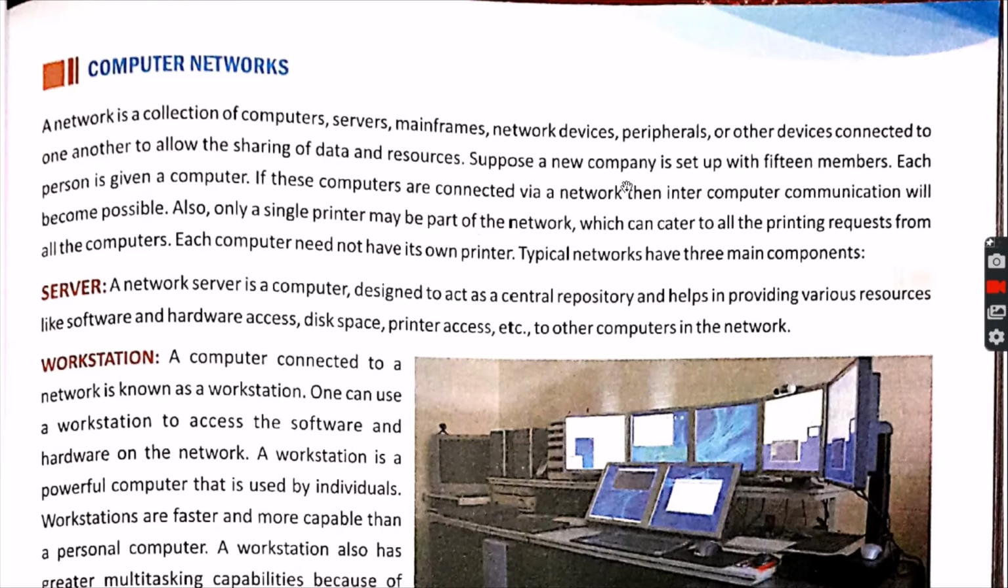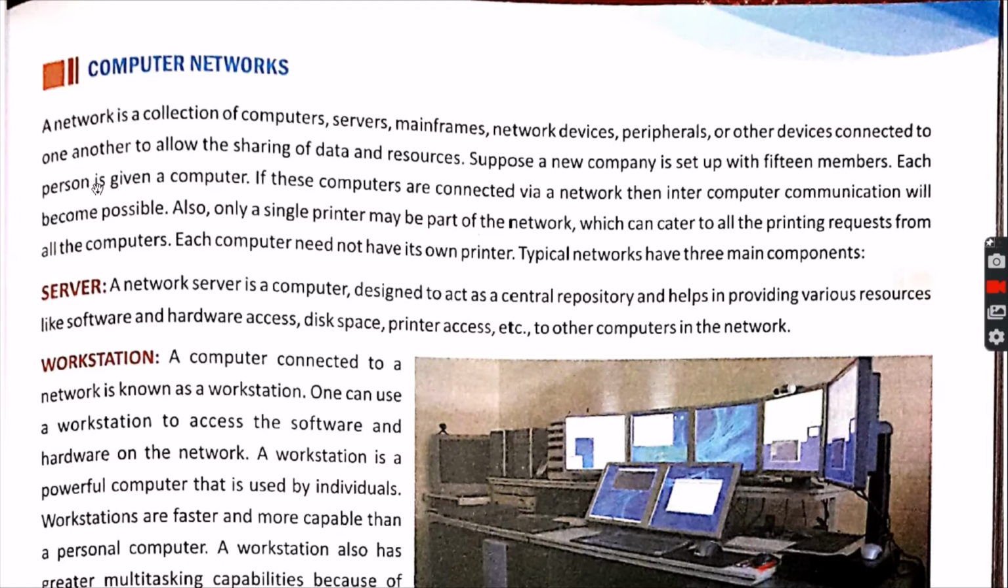Now let's see, suppose a new company is set up with 15 members. See, this is the case study. This is an example of how a computer network is made. Suppose a new company is set up with 15 computers. You can see here, suppose there are 15 computers and they are interconnected, means they are connected wired or wirelessly. Okay, so there are two types of network, wired network or wireless network.